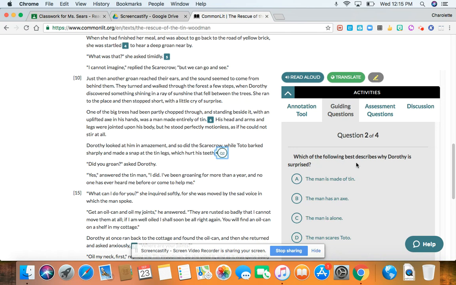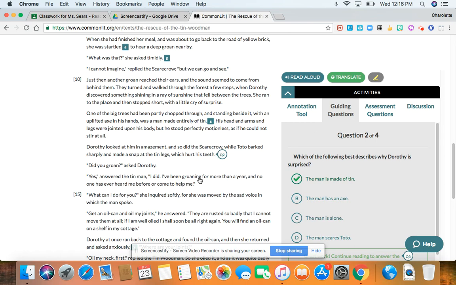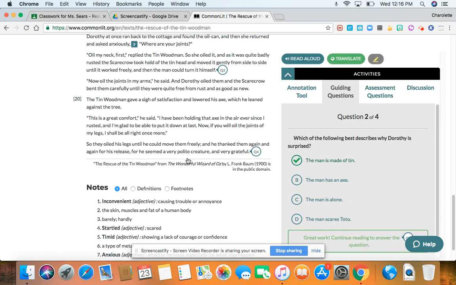Question two. Which of the following best describes why Dorothy is surprised? A. The man is made of tin. B. He has an axe. C. He is alone. Or D. The man scares Toto. So when we find out that she is surprised, is where? Right here, paragraph 10. She ran to the place and then stopped short with a little surprise. This is what she was freaked out about, right? The guy was made what? Entirely of tin. Good job. Moving on. Oops, sorry. Got a little too far.